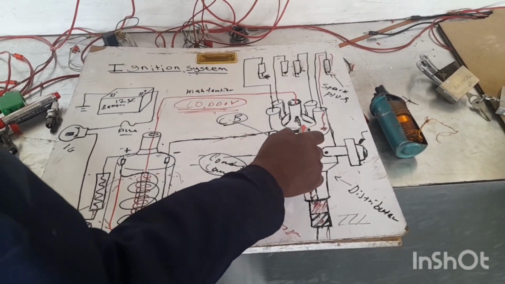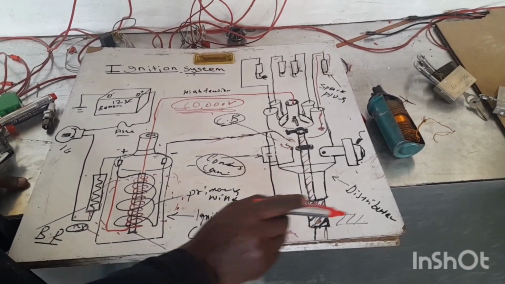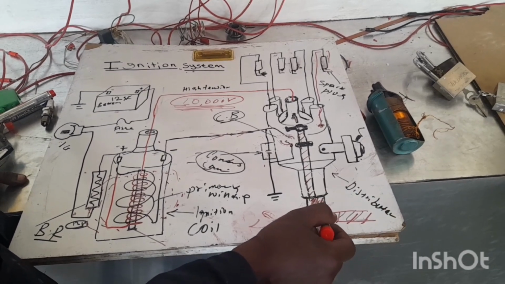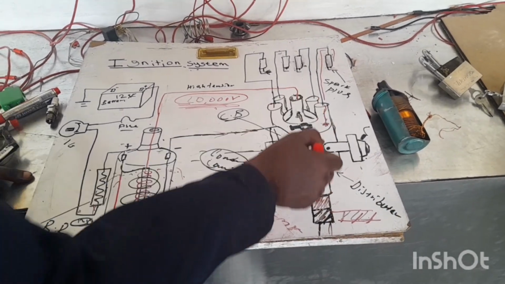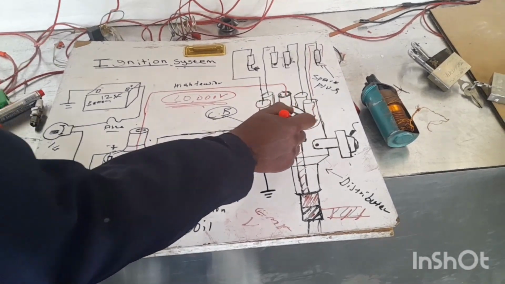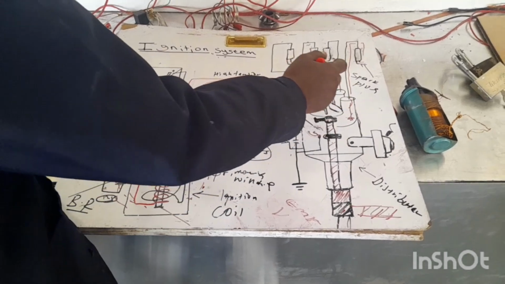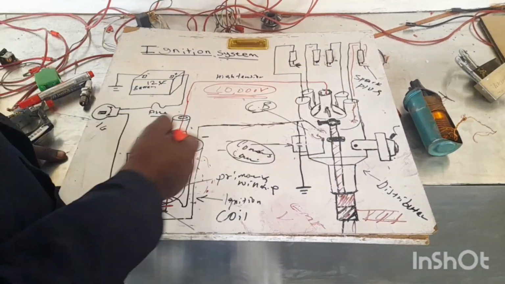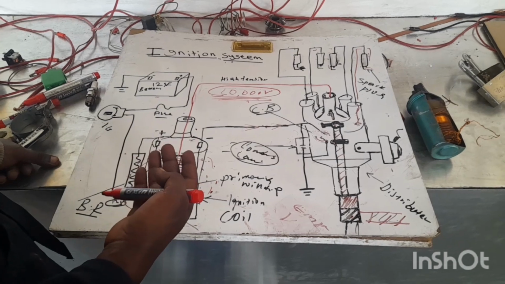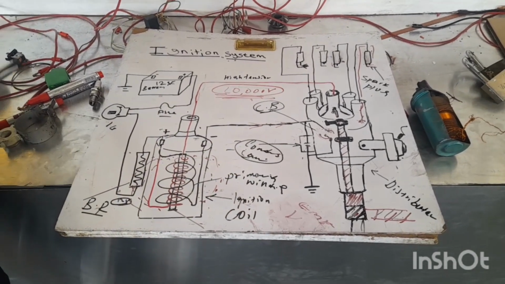The rotor is rotated by this gear. This gear is connected to the camshaft, and when the camshaft rotates, the distributor shaft rotates. The distributor shaft rotates the rotor, and when the rotor rotates, it distributes the high tension voltage to each individual spark plug. So this is the way of creating a spark in the conventional ignition system.